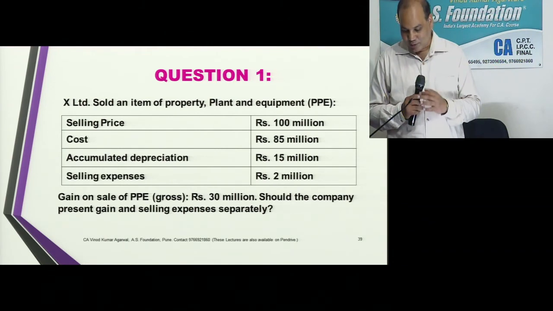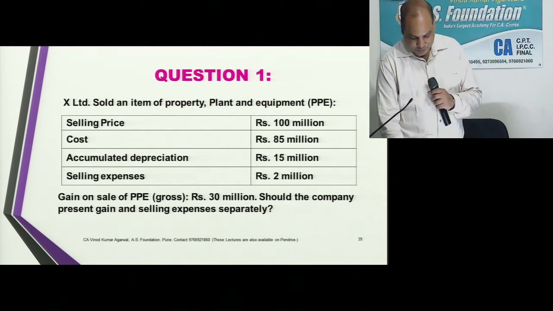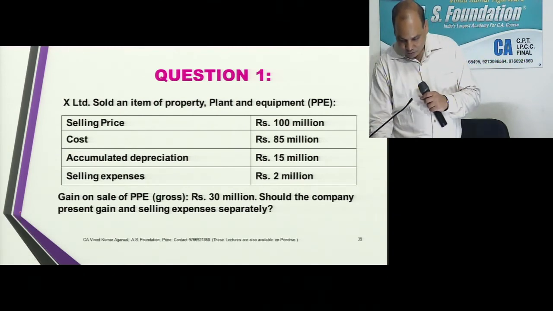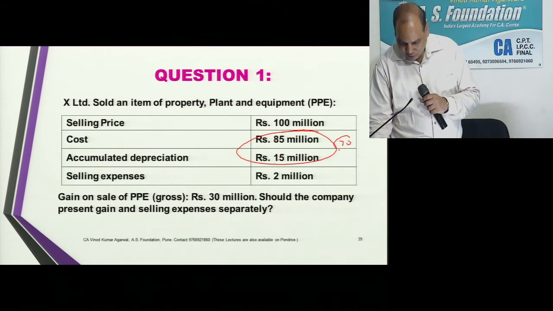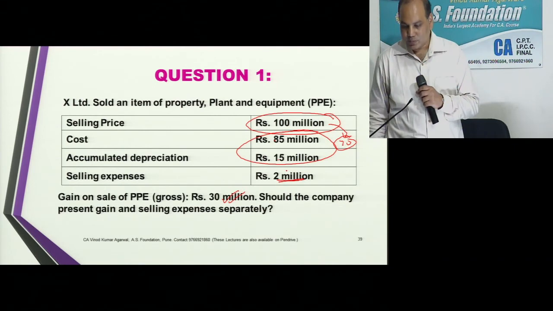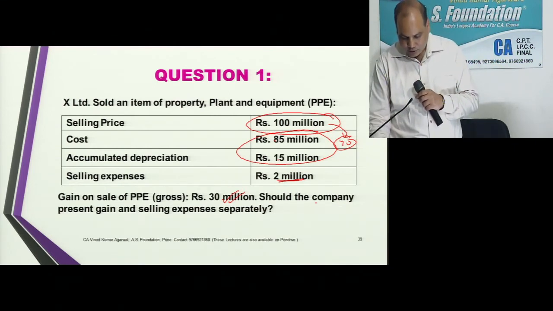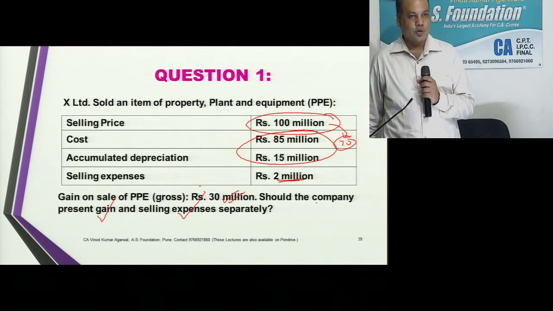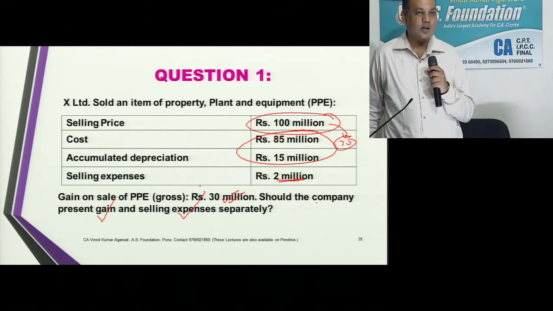Gain on sale of property, plant, equipment. Your institute is so kind that it has given the answer also. This is your cost, this is depreciation. So WDV 70. 100 selling price, 70 WDV, 30 is the profit, and 2 is selling expense. So the question they are asking is, can the company present 30 lakh separately and 2 lakh expenditure separately, or should they only present 28 lakh net profit in the P&L account?